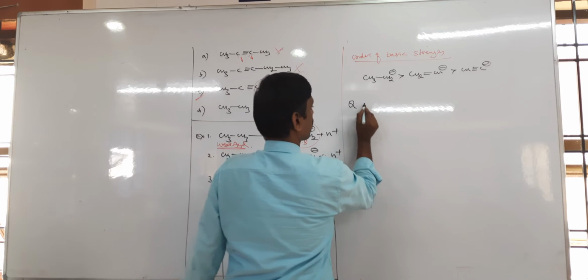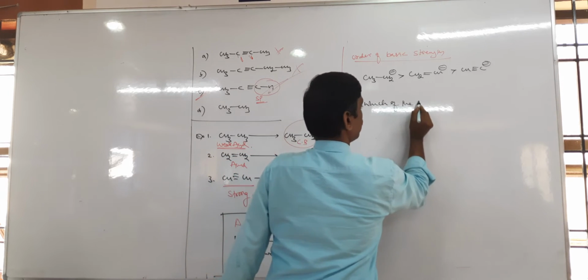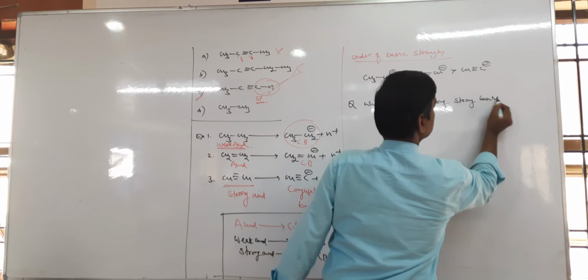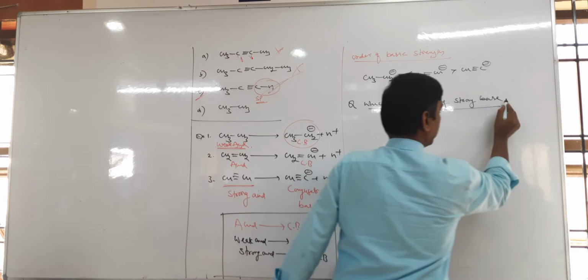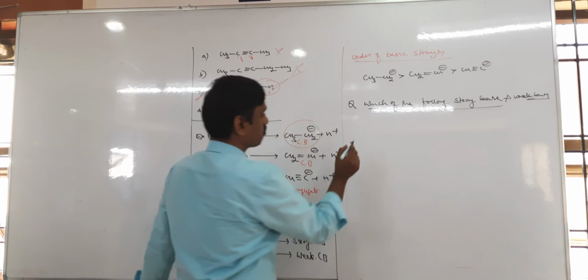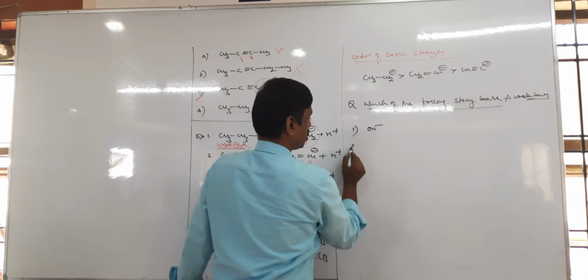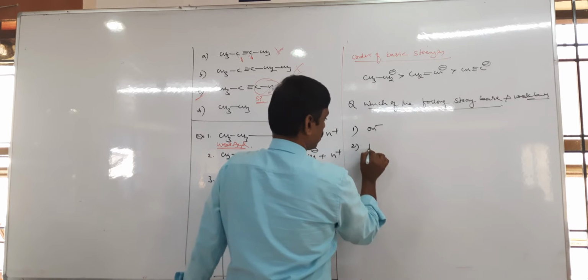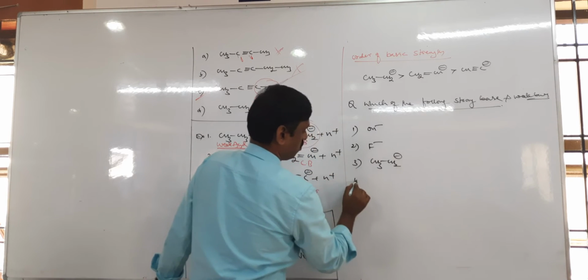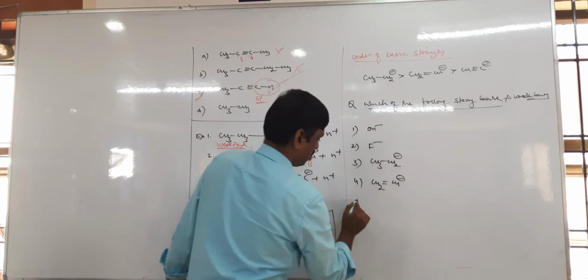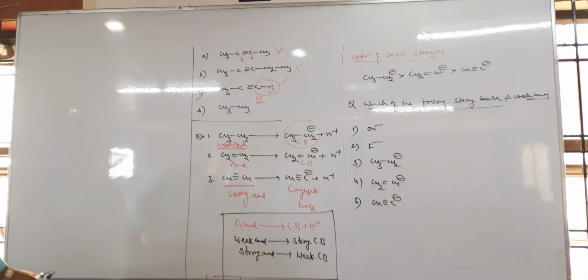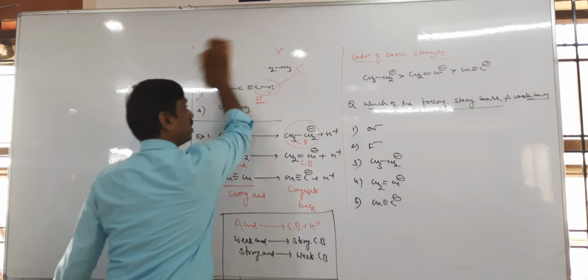Next, which of the following is a strong base, and of course weak base also? Which of the following is strong base and weak base? Option 1, OH minus, 2, F minus, 3, 4, 5. Tell me. Among these 5, identify strong and weak and even arrange basic strength also.